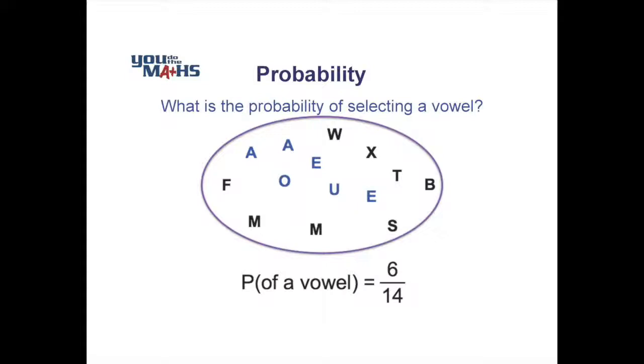So that means that out of 14 letters, 6 of them are vowels, or out of 14 possible outcomes, there are 6 favourable outcomes, and each letter is equally likely of being selected. So the probability of a vowel is 6 over 14. Now let's have a look at a case where we put a condition on the problem.